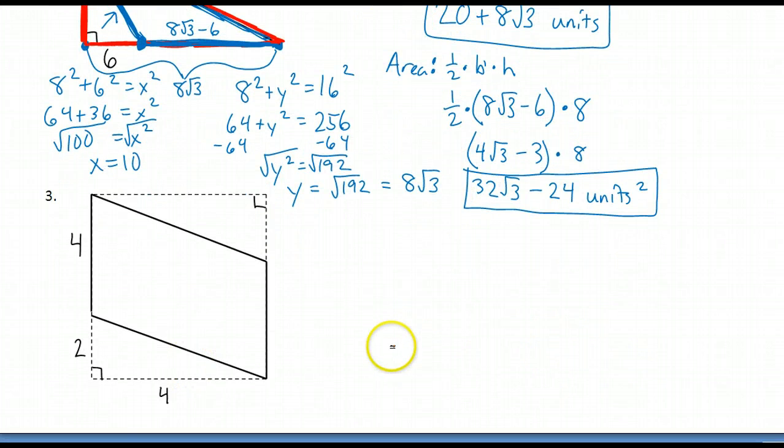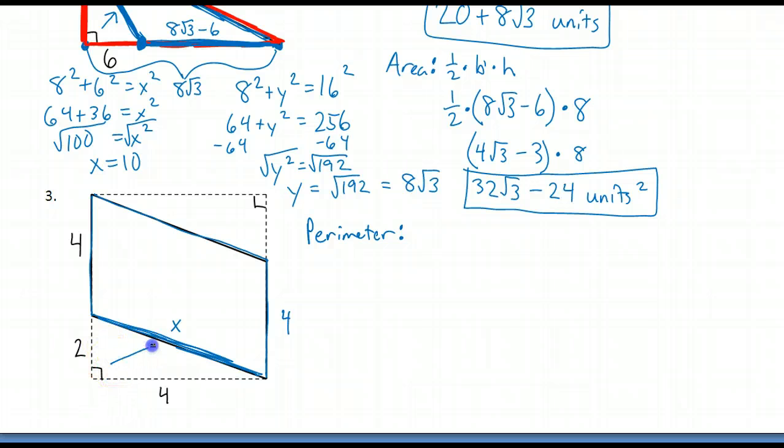And the last problem. The perimeter is going to be made up of 4 plus 4 plus this length plus this length. So I first need to figure out this length. I'm going to call that length x. And x happens to be the hypotenuse of this right triangle.